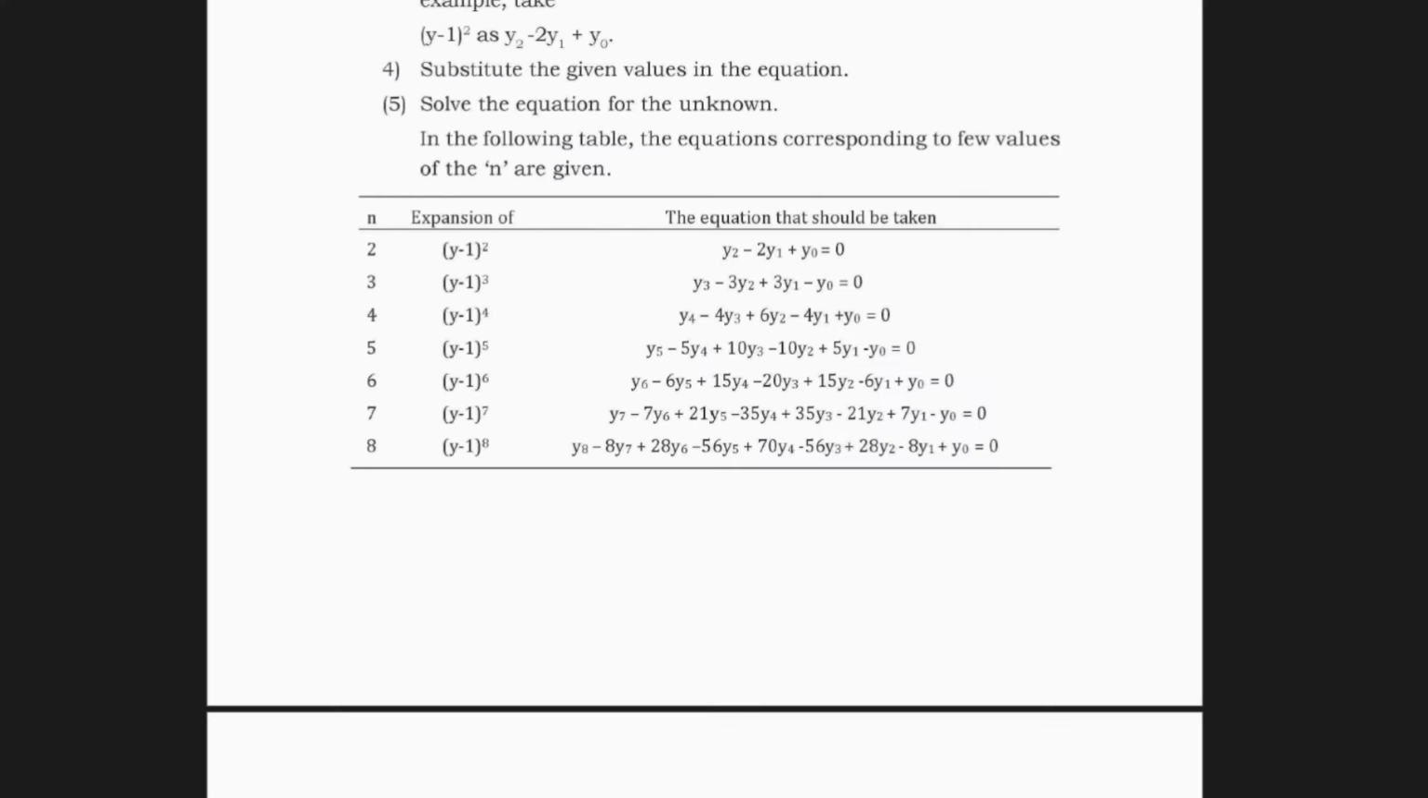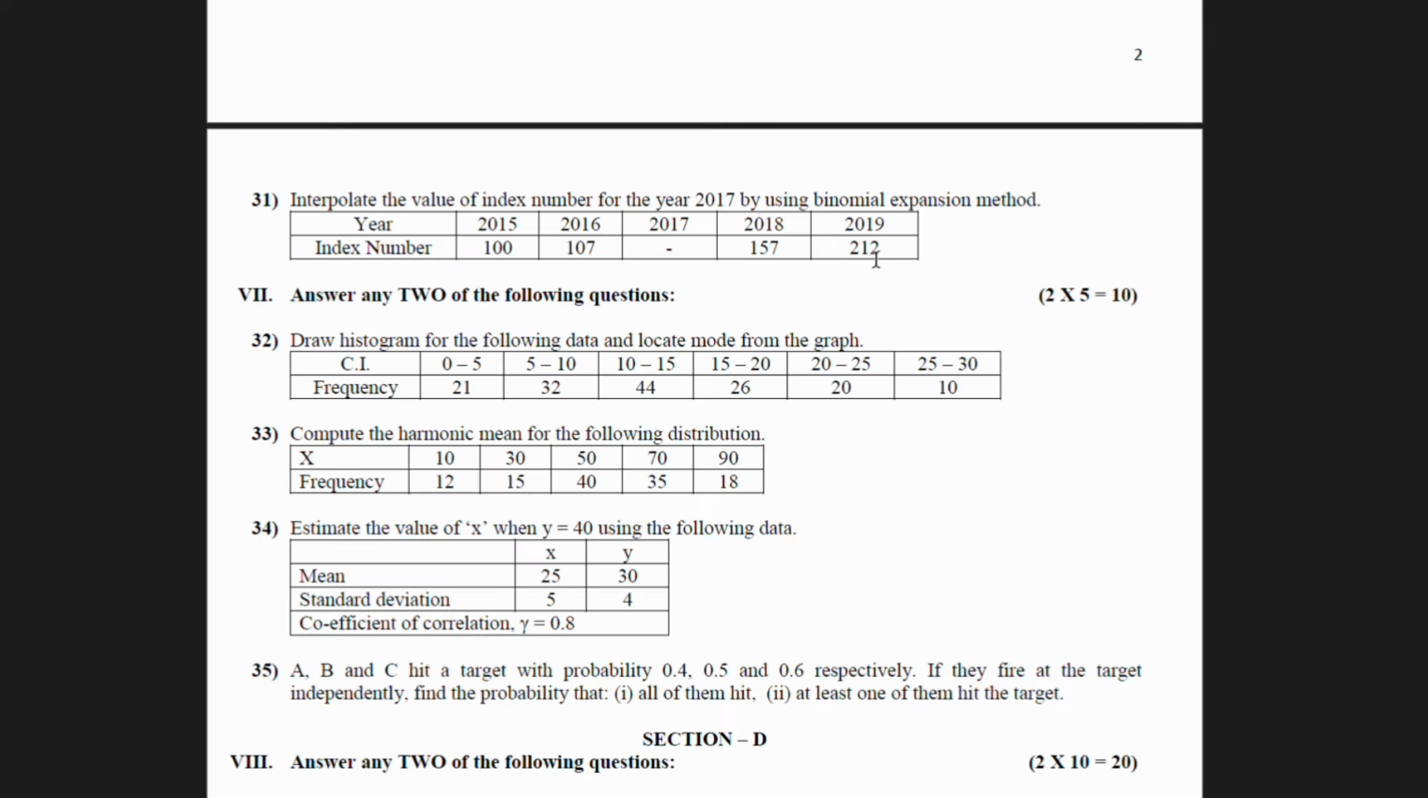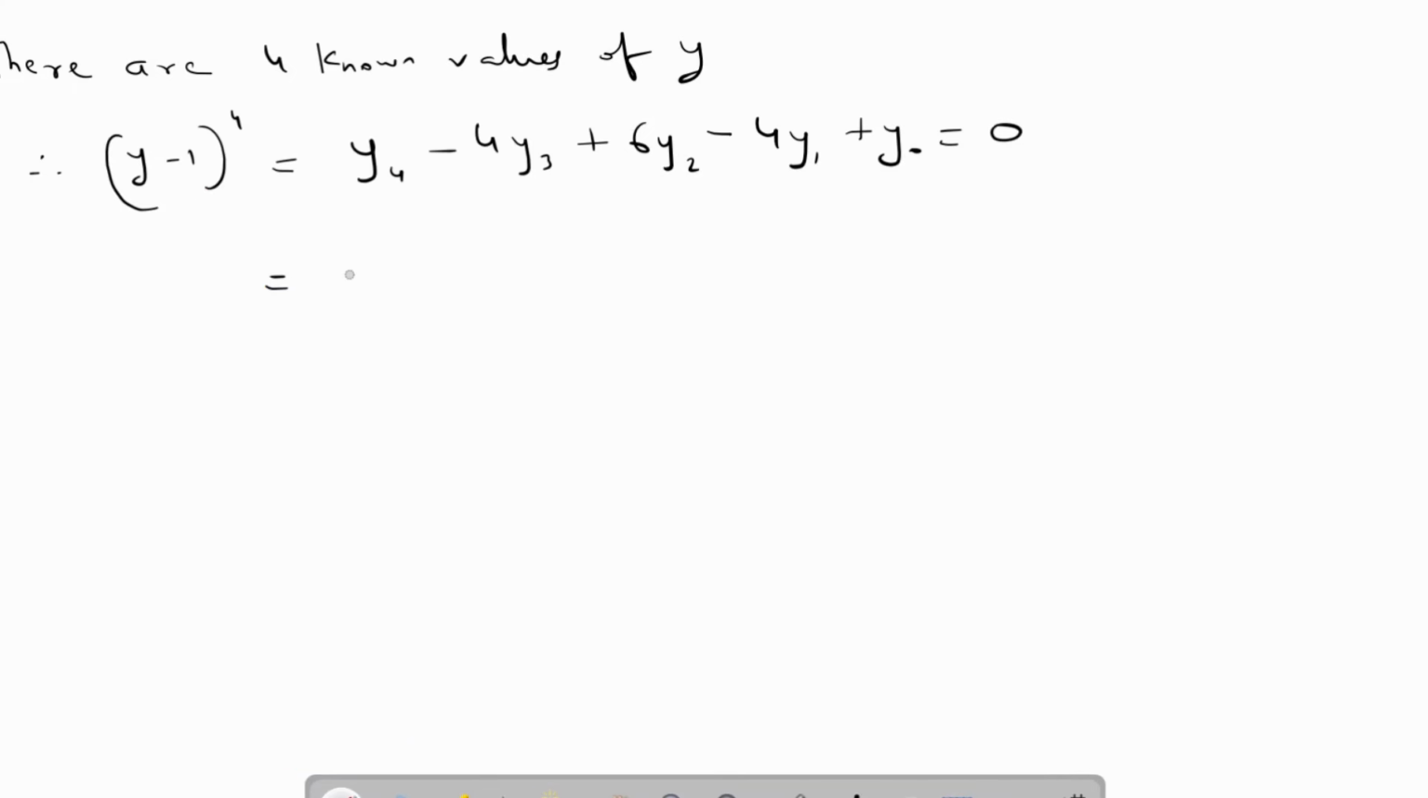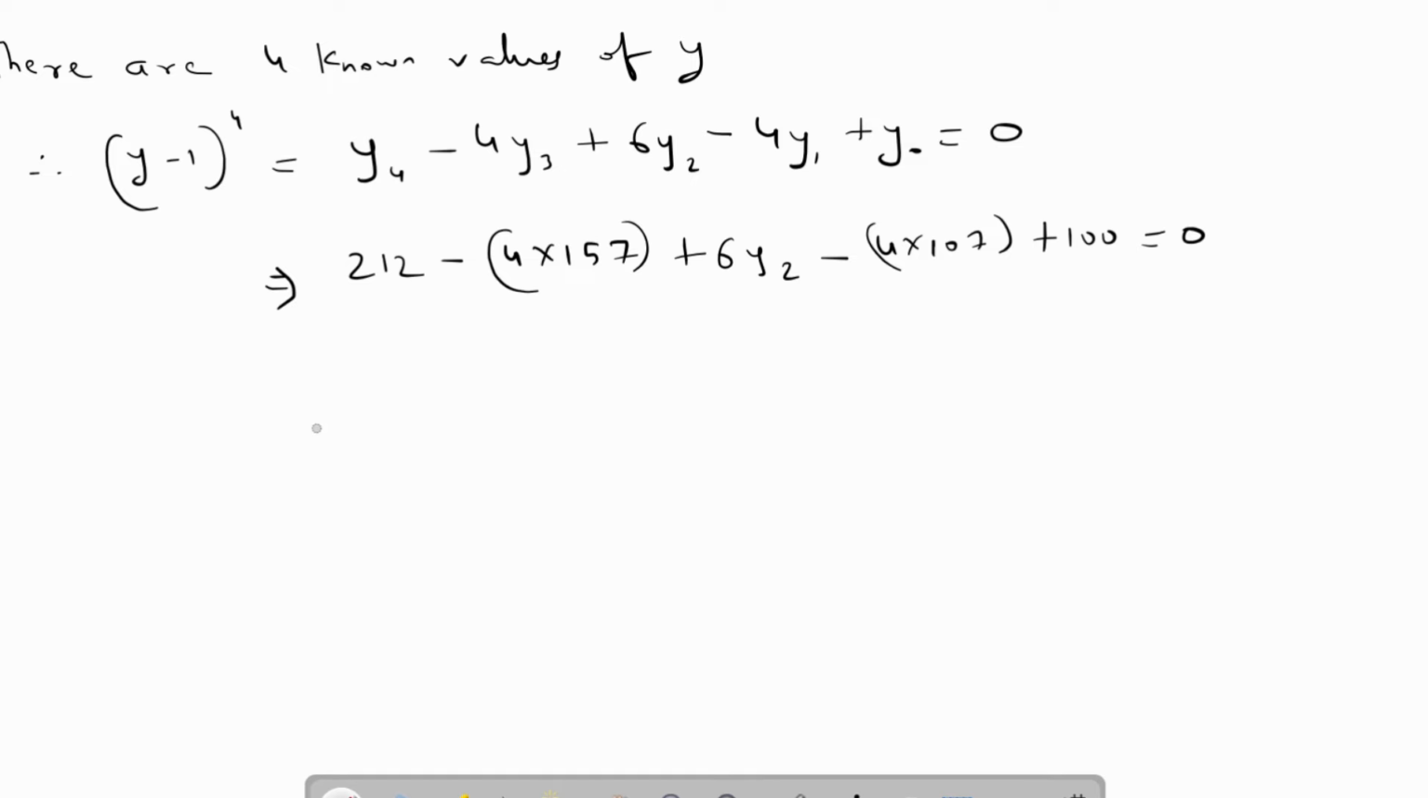So what is y4 here? y4 is 212, y3 is 157. So 212 minus 4 into 157 plus y2, which was missing, so keep it as it is, y2, minus 4 into 107 plus 100 equals 0. Okay. Next, we have to bring all the positive terms on one side and negative terms on one side. So this is what the multiplication looks like.